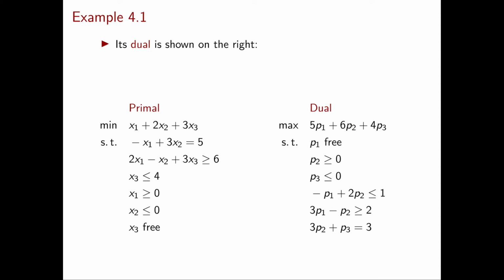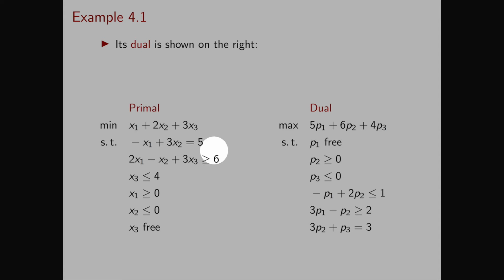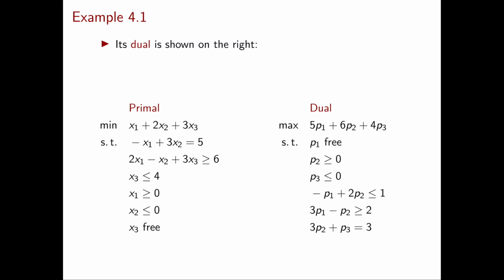Now the dual is shown here on the right. In the dual we're maximizing, and since in the primal problem we have three constraints that are not sign constraints on the variables, we're going to have three dual variables. So p1 will be associated with the first, p2 with the second, and p3 with the third constraint from the primal.